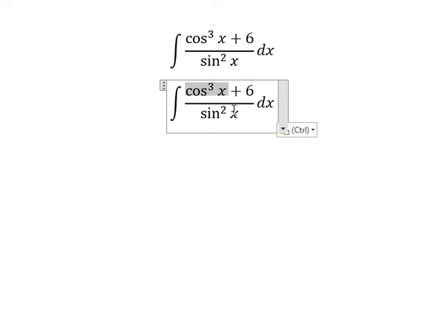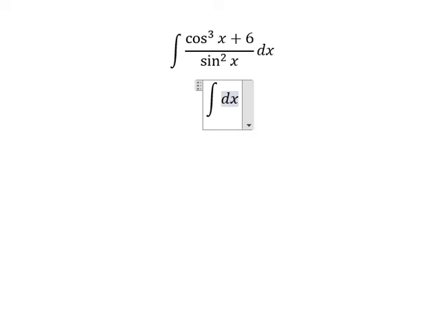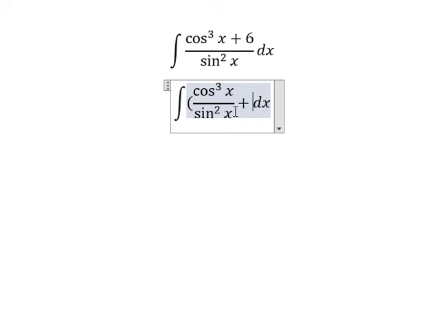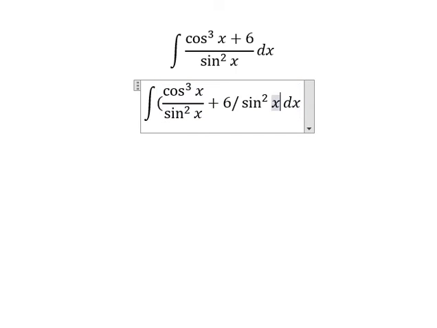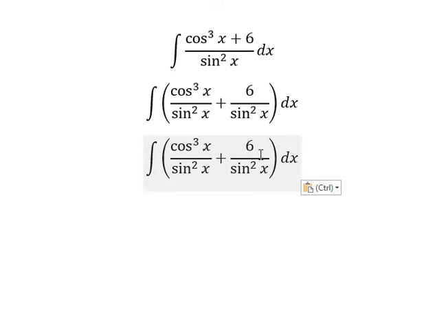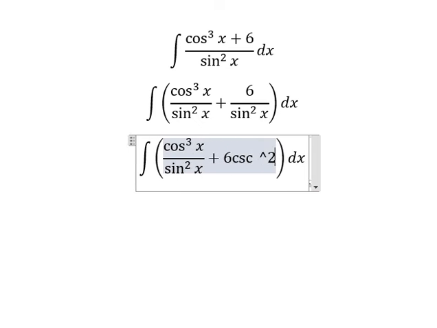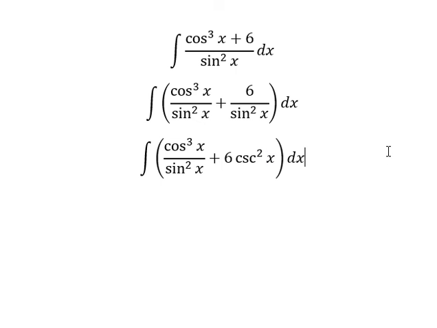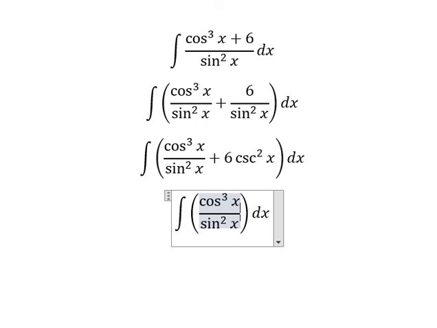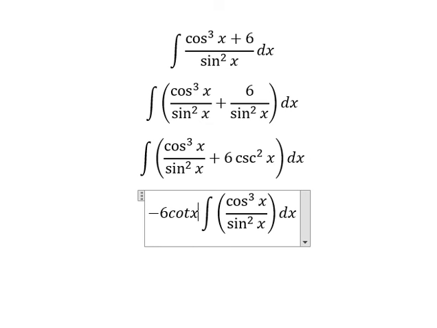So we need to separate them in here. So this one we have 6 cosecant squared of s. The integration of this one we have negative 6 cotangent s.